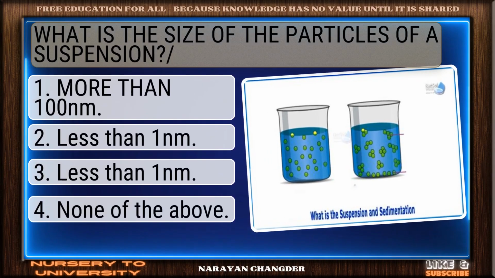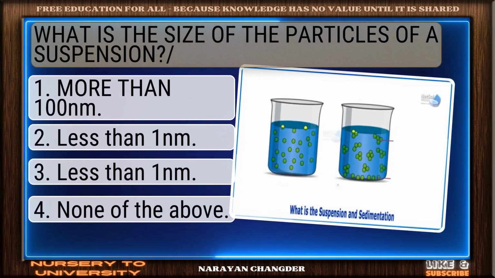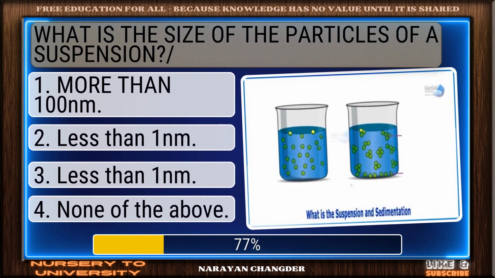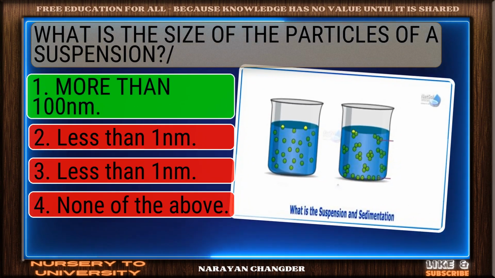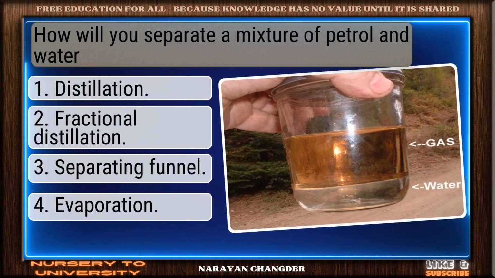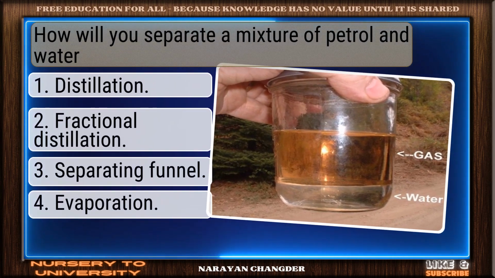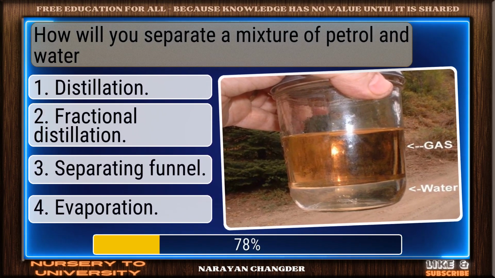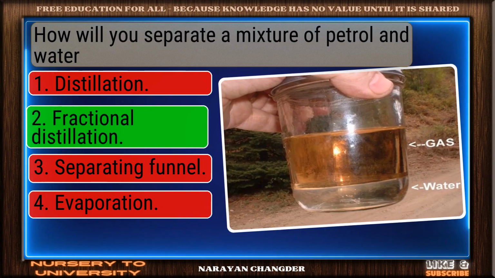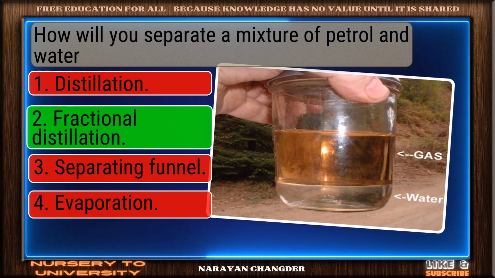Question number 172. What is the size of the particles of a suspension? Nicely done. More than 100 mm is a solid answer. Question number 173. How will you separate a mixture of petrol and water? You got it. Your choice fractional distillation is right.